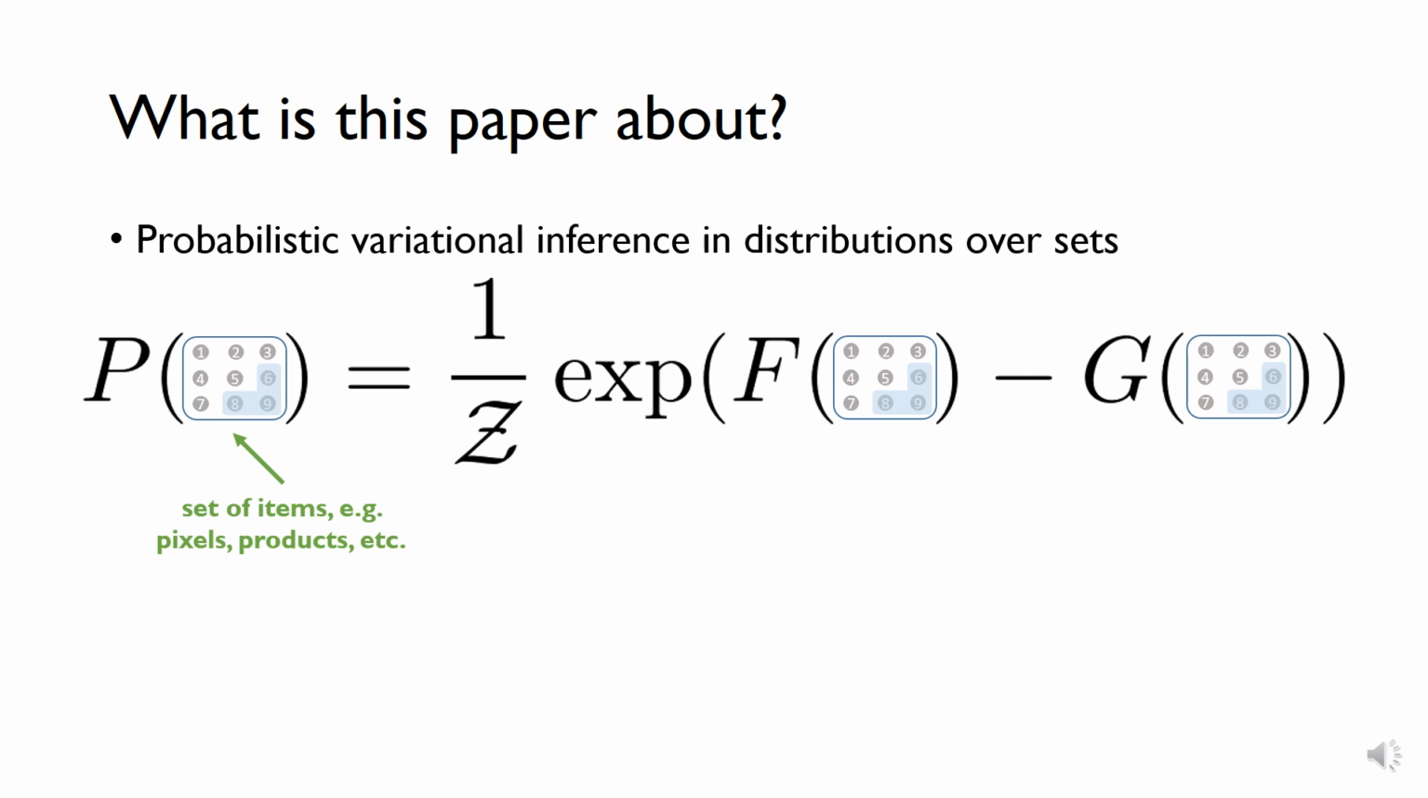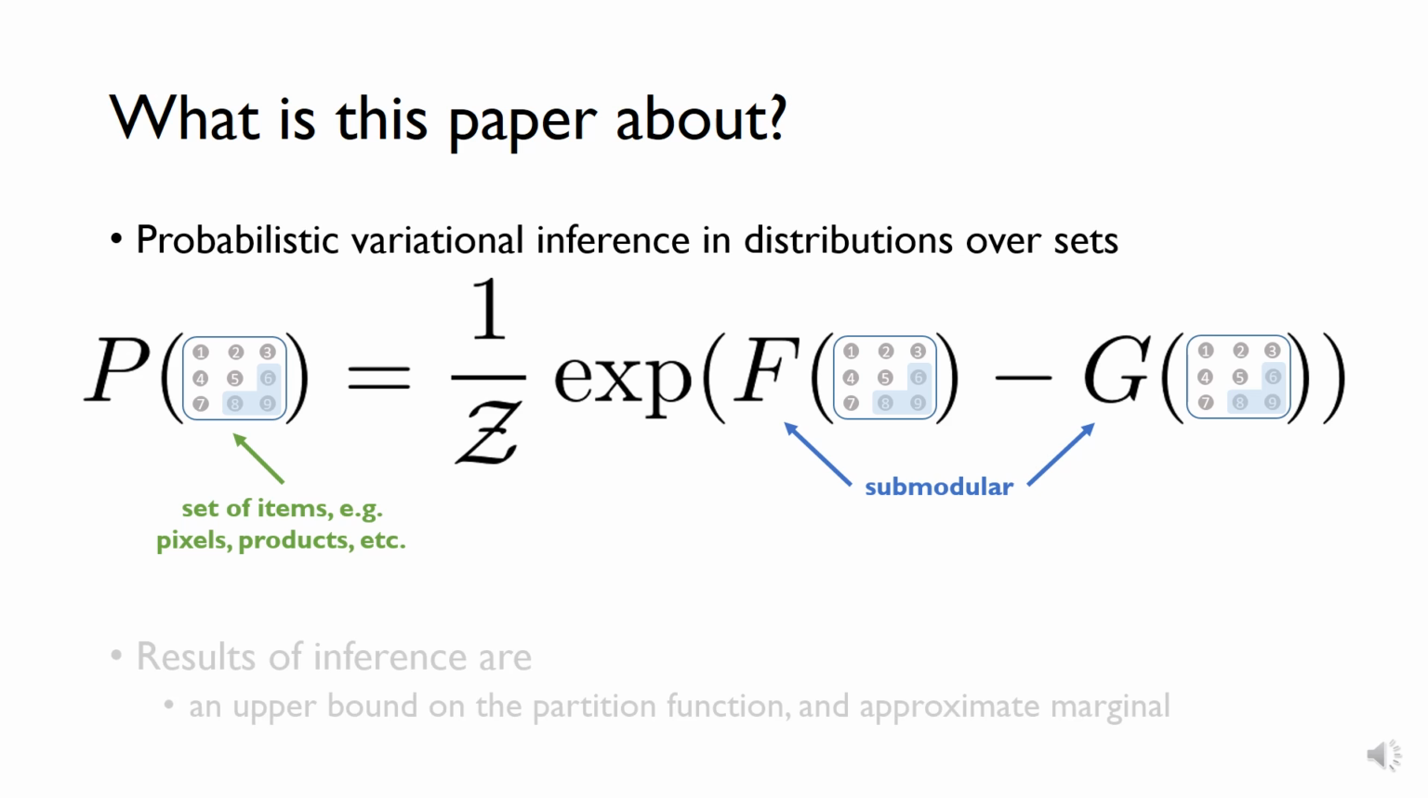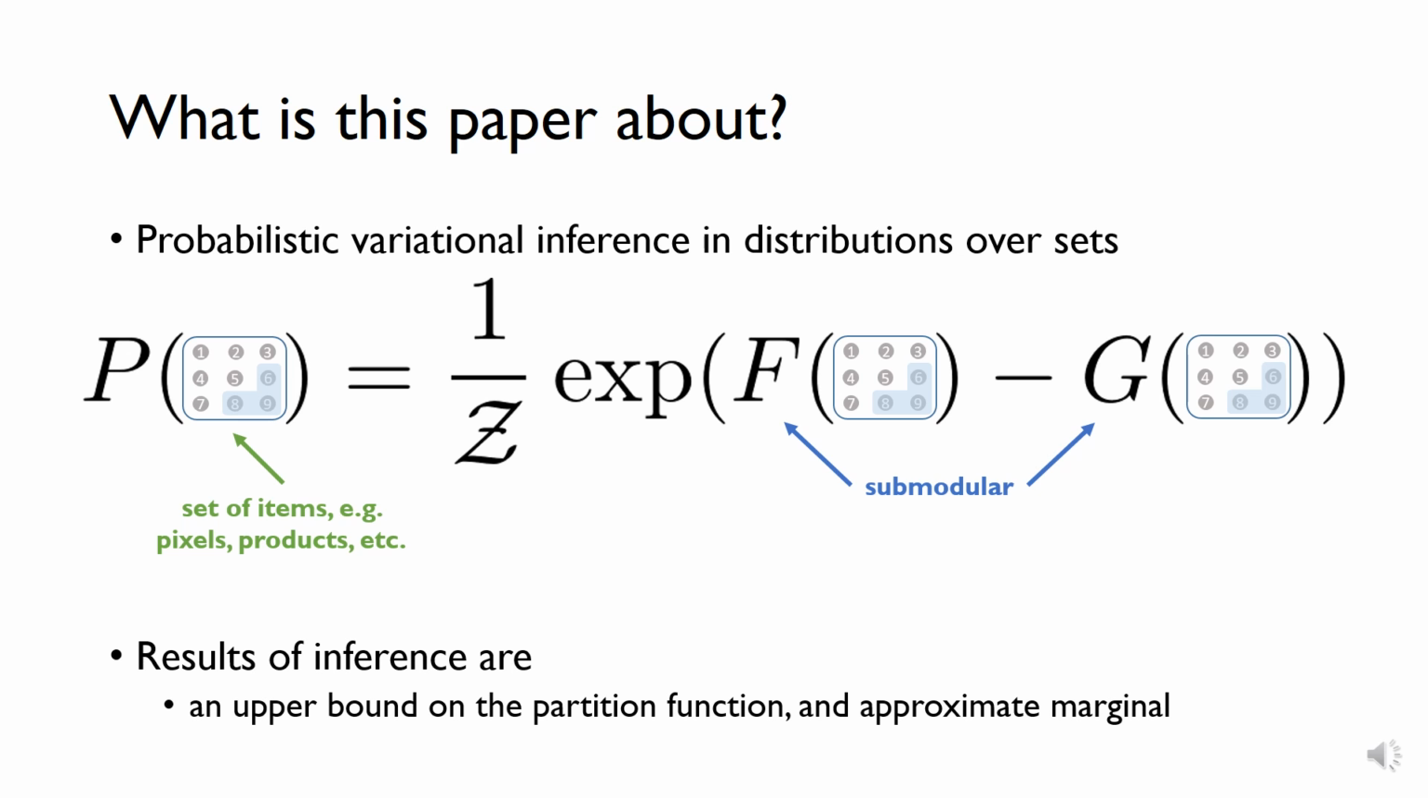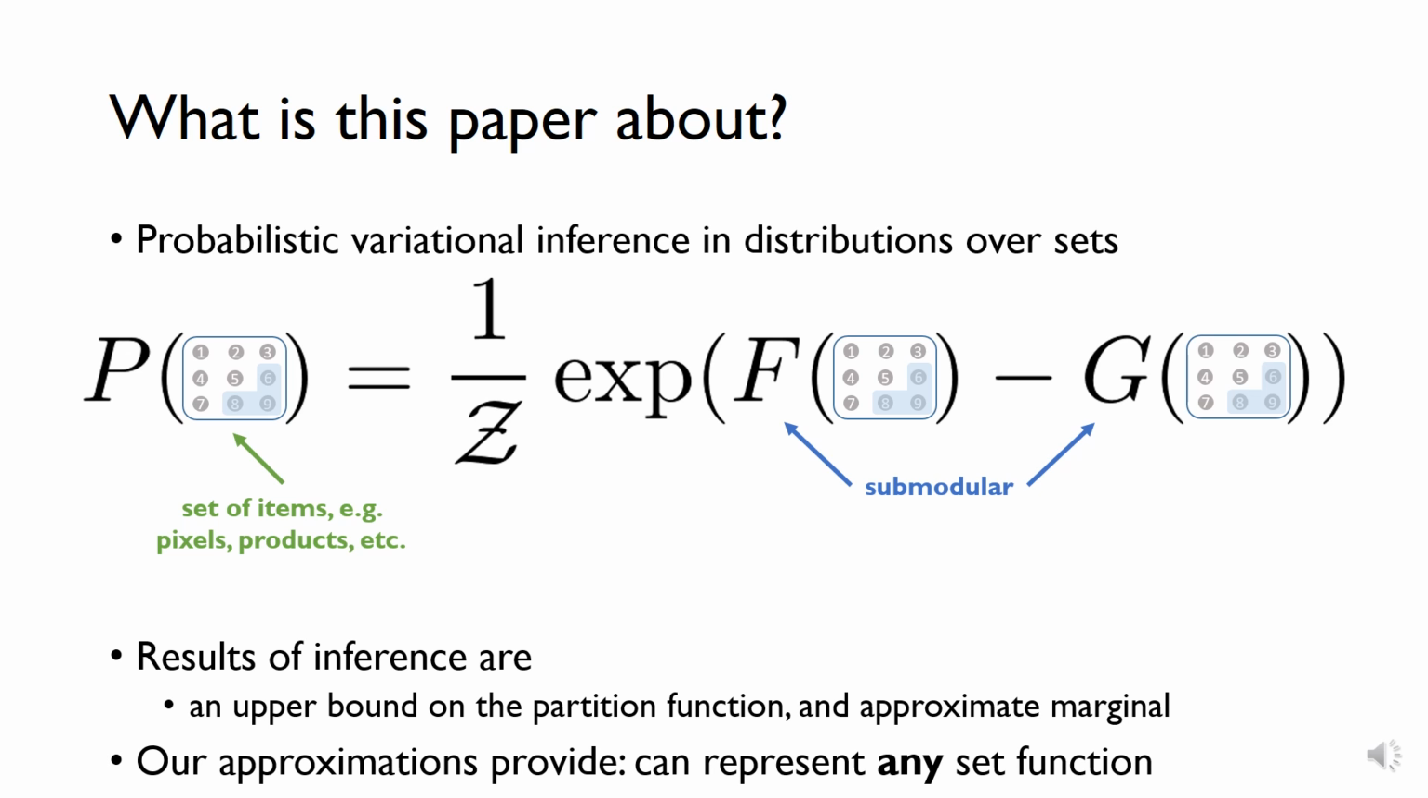Performing inference in such general models is very hard, so we will make the assumption that the functions f and g are submodular. This will enable us to come up with scalable algorithms that can both yield an approximation to the constant c, also known as the partition function, and the marginal probabilities of individual items. We would like to point out that this decomposition is general in the sense that any distributions over sets can be written in the form above.